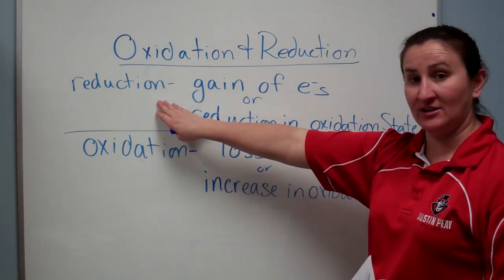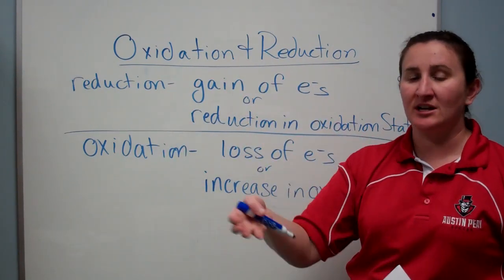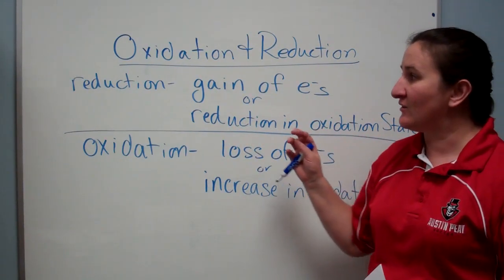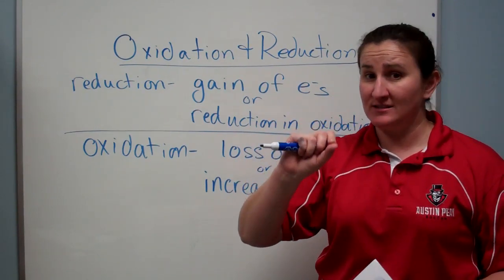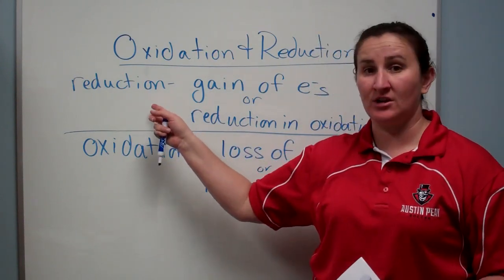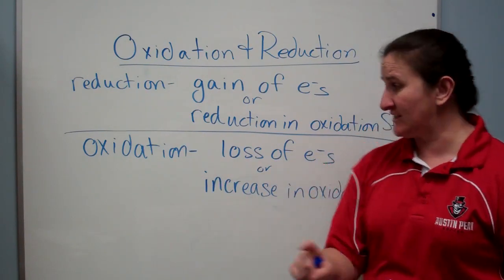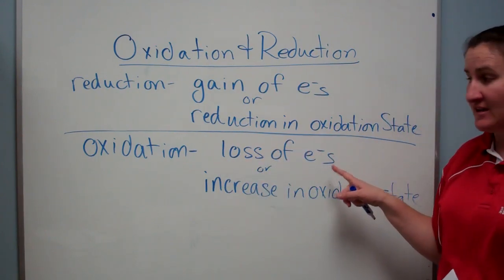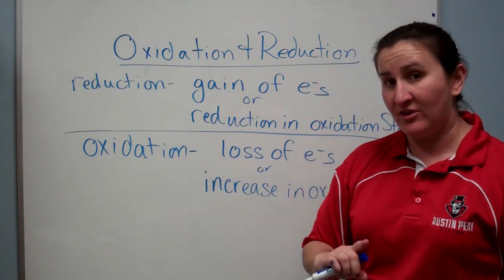Reduction is the fancy word that means gain of electrons, or reduction in charge, or reduction in oxidation state. So the idea is whatever species in a chemical reaction has a decrease in oxidation state from being a reactant to becoming a product, it was considered reduced. And whatever species has an increase in oxidation state, or whichever species loses electrons, is considered the species that was oxidized.